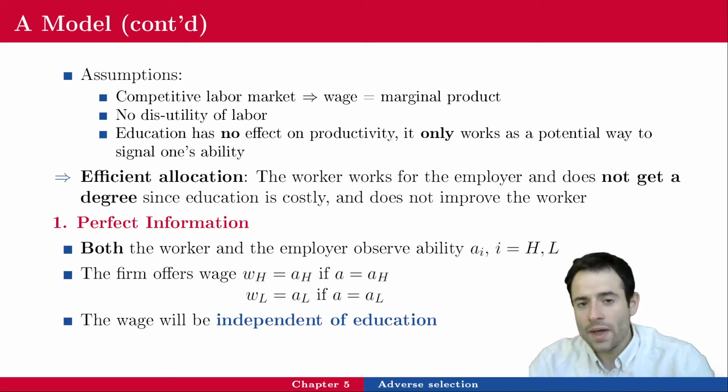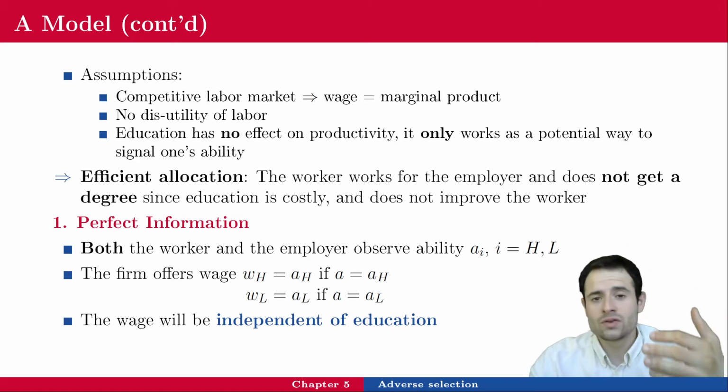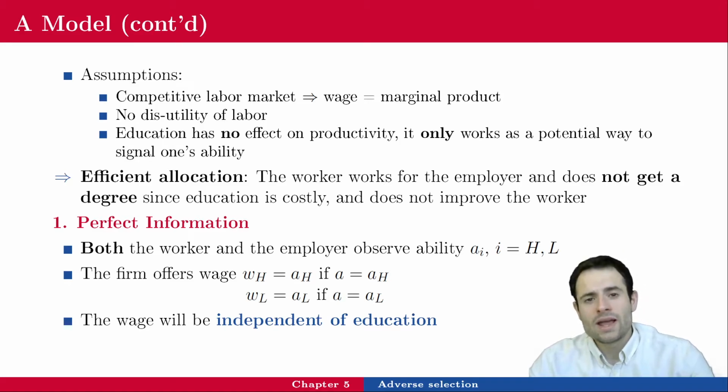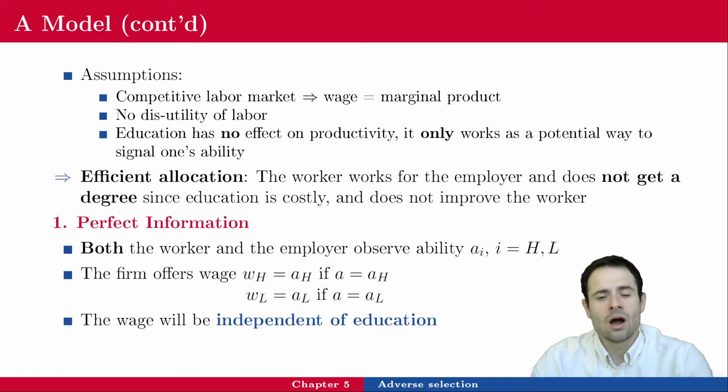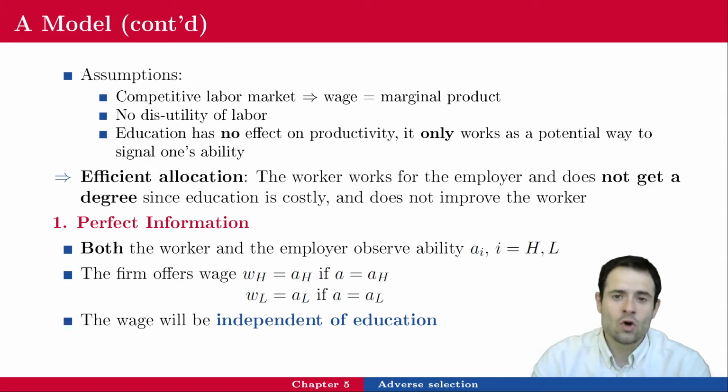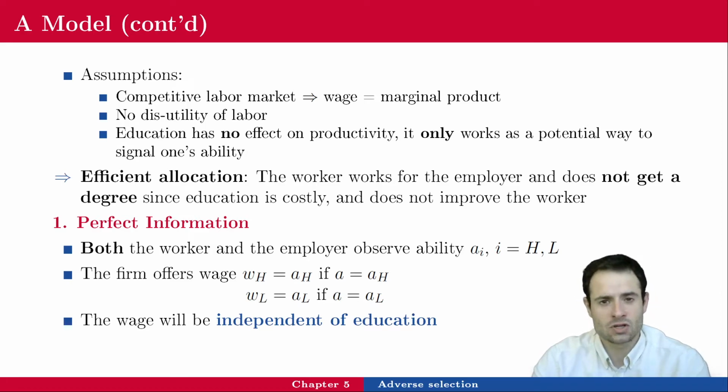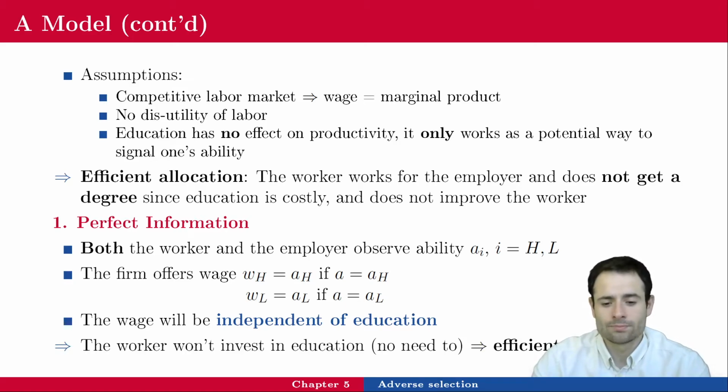Note that here, the wage is independent of education. Whether an applicant gets a degree or not, it doesn't matter, because the employer can directly see the ability of the applicant. So the wage will be independent of education, but it will be dependent on ability, because ability is being observed. If you do not observe ability, then you are getting into the asymmetric information part, or the imperfect information part, and the wage will not be able to depend on ability anymore.